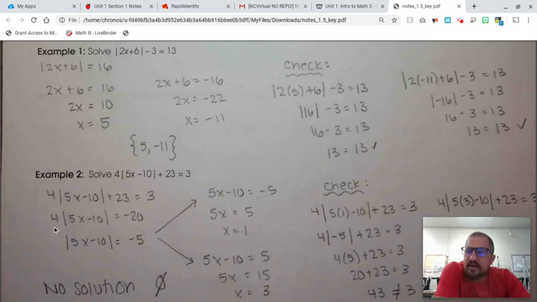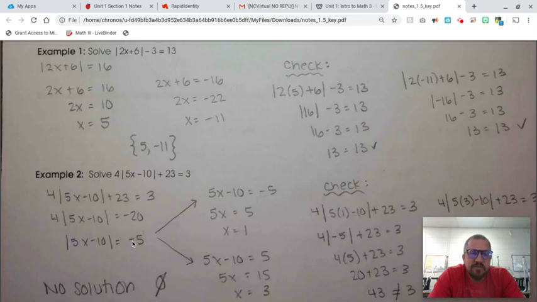We still want to get the absolute value by itself, so we're going to divide by 4. And now we have the absolute value by itself. But it's the absolute value of 5x minus 10 equals negative 5. Well, there's something we talked about earlier. No matter what number I put in here for x, whether it's a positive or a negative, when you take the absolute value of it, it's always going to equal a positive. So this is telling us that the absolute value would equal negative 5.